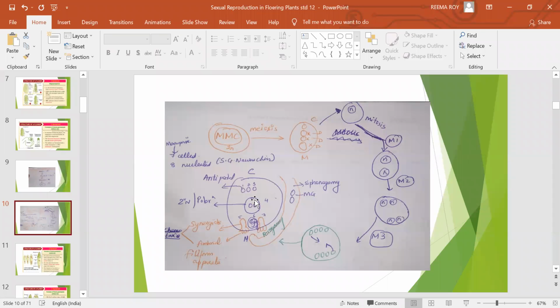This name was given by whom? S.G. Navashin. Here it is written in brackets, and in your textbooks you will find it: S.G. Navashin.